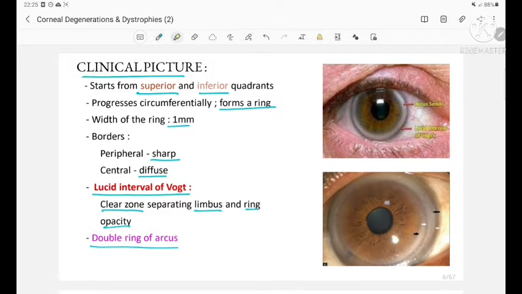In this picture we can see the arcus senilis, the white color ring, and we can also see the lucid interval of Vogt, which is the clear zone separating the limbus and the opacity.